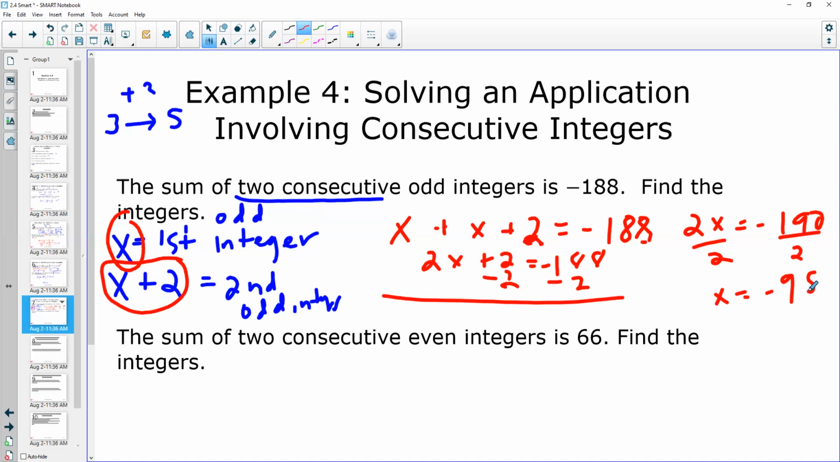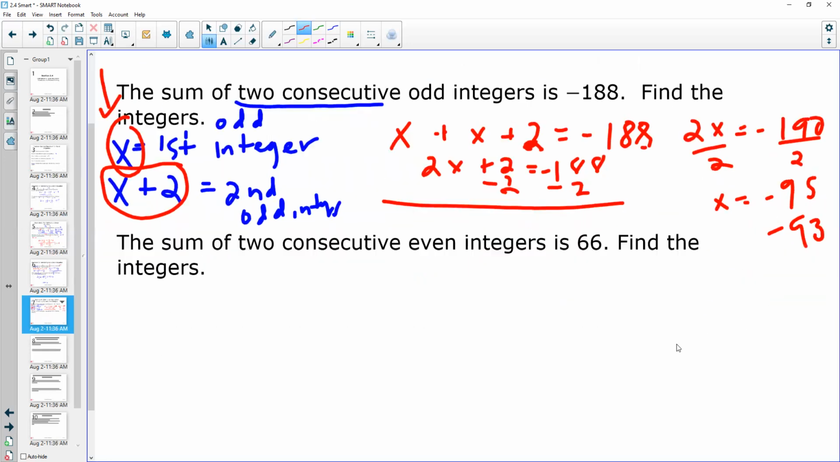Okay, well, now we need to go back to the original thought. If the first odd integer is -95, then the second one is -95 plus 2. -95 plus 2 is -93. And now I can think to myself, well, if I add those 2 together, do I get -188? Yep, I do. All right, you try the next one.